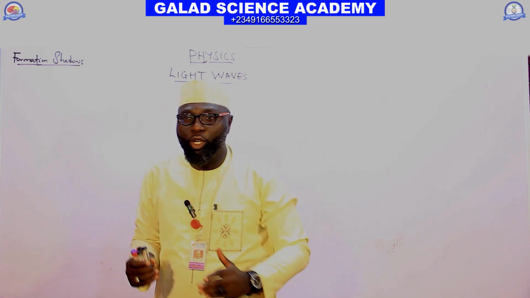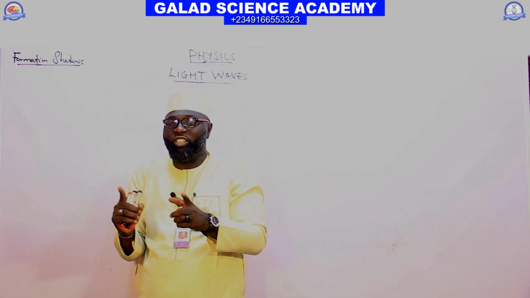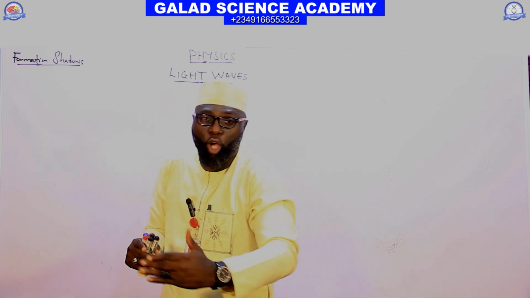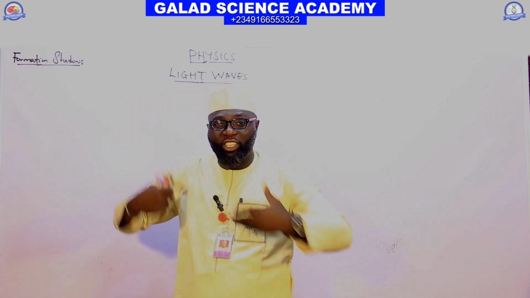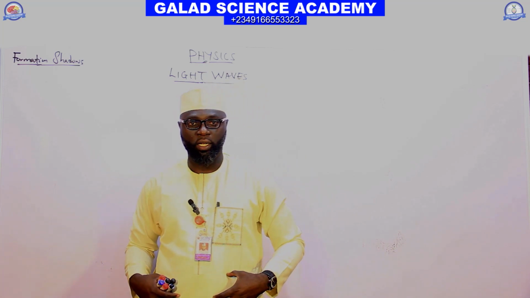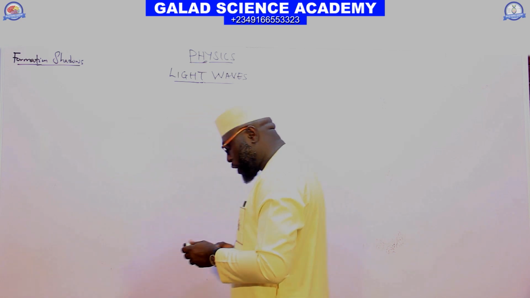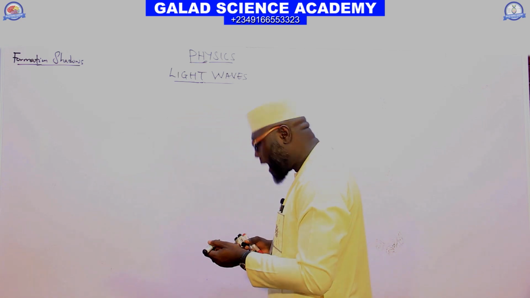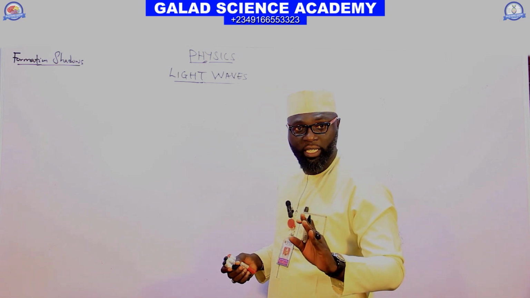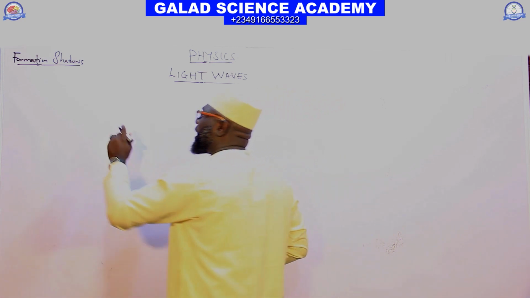So the shadow is a region on the screen where light cannot reach due to the obstruction of light transmission by an opaque body. So let us look at it now. Assume the opaque body. And the shadow is divided into two parts.